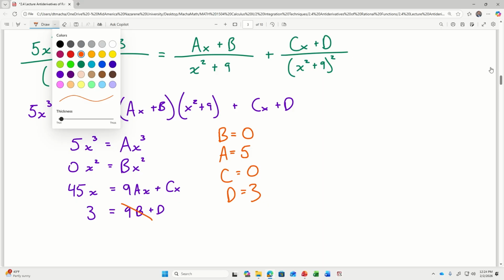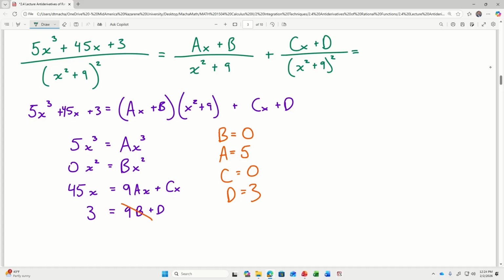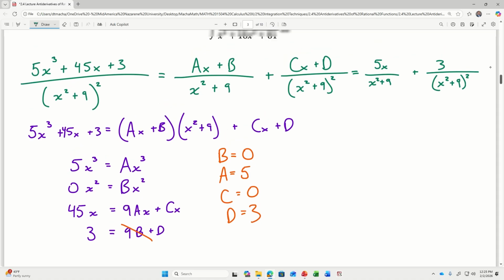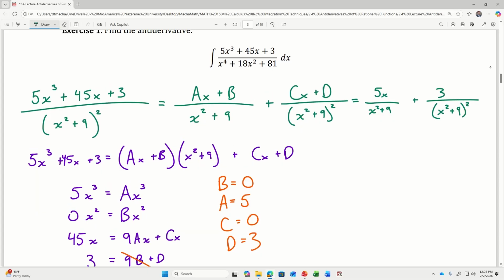All right, so I can now write my rational function in decomposed form by writing 5x divided by x squared plus 9 plus 3 over x squared plus 9 squared. And this is the rational function I'm trying to take an antiderivative of. So now imagine we're trying to take an antiderivative of this with respect to x.